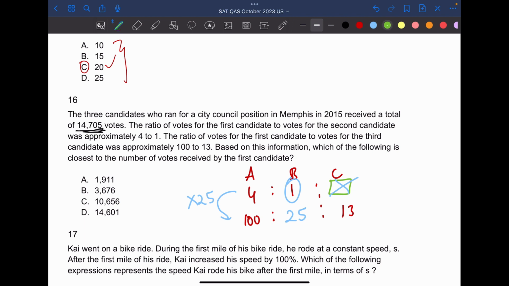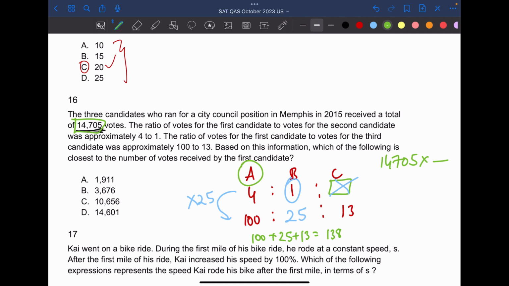First, we have to know that there are 14,705 total votes. This was the total. Now we want to multiply this number by a fraction that represents how much 100 is out of all of these combined. So how much is that? In total, we have 100 plus 25 plus 13. If you put this on a calculator, it should give you 138.